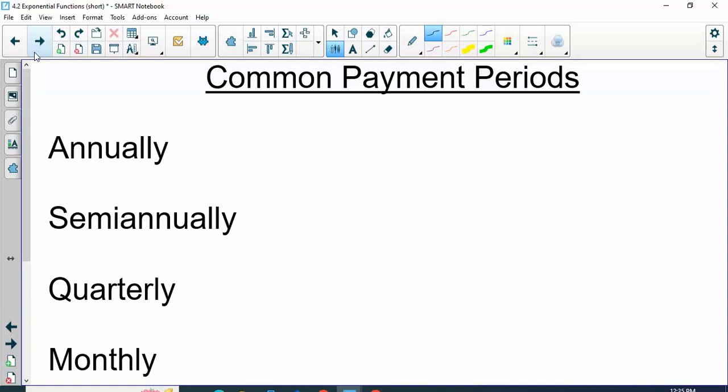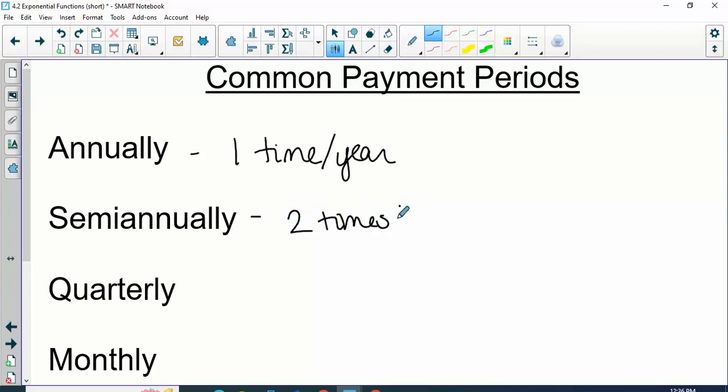And so there are different periods when they compound. Compound interest basically means they stop, calculate the interest, add that to the beginning amount, and then keep going. And so the amount is constantly growing. What would annually mean? One time per year. Semi-annually? Once every other year. It actually typically means twice a year when they talk about it in this sense.